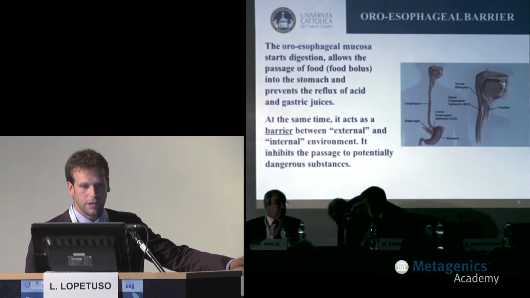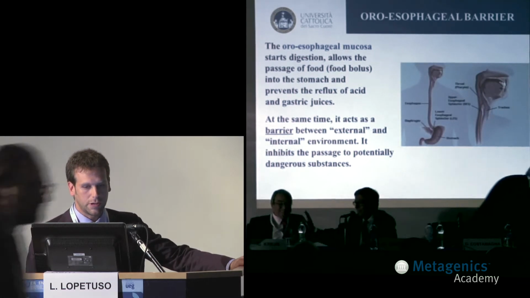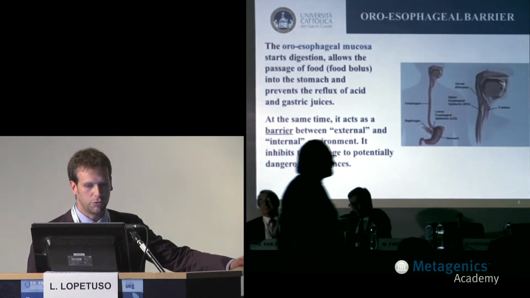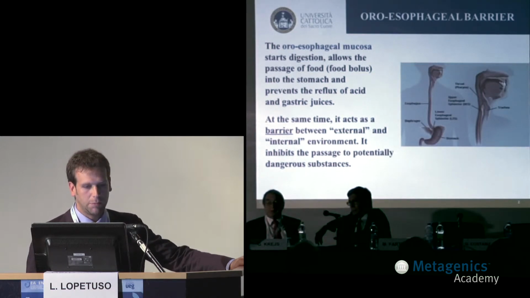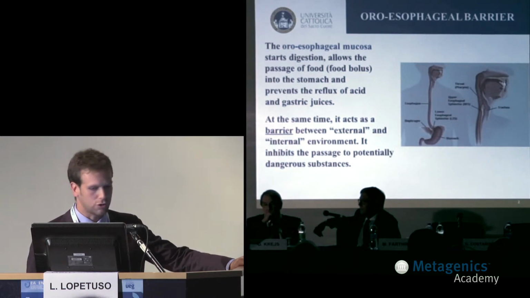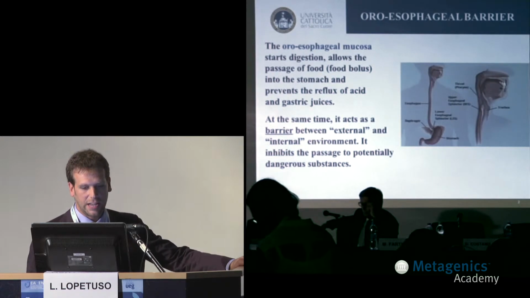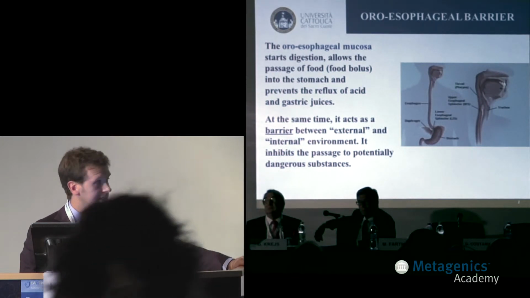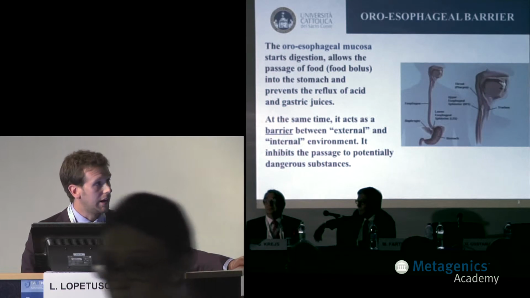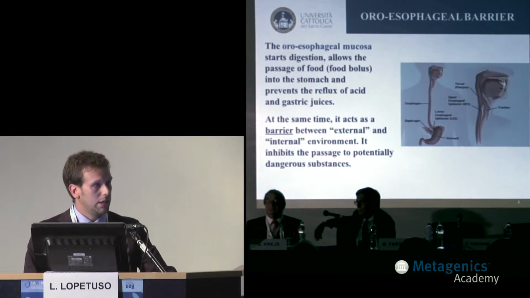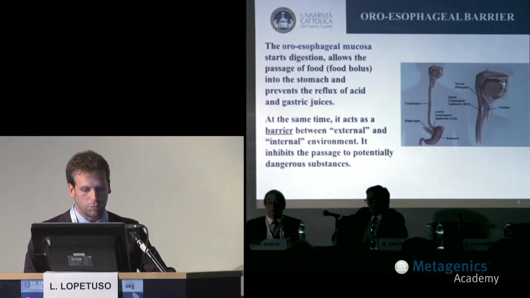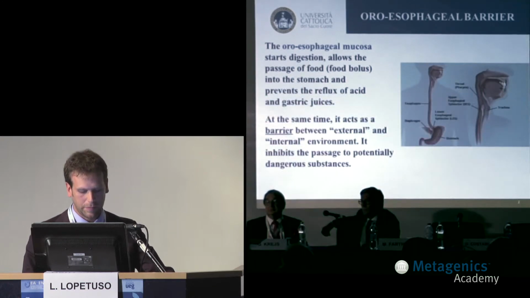So as you know, the oroesophageal barrier is able to start digestion, to allow the passage of food bolus into the stomach, and prevents the reflux of acid and gastric juice. At the same time, it is able to act as a barrier between external and internal environment. It is able to inhibit the passage of potentially dangerous substances.